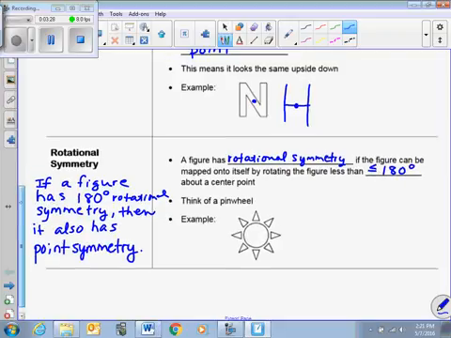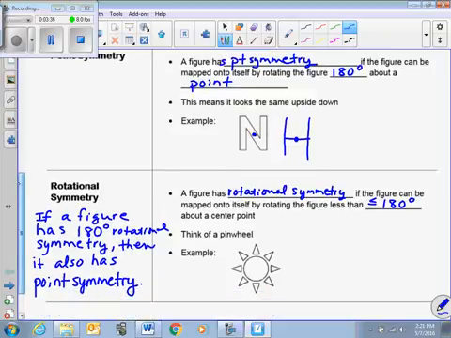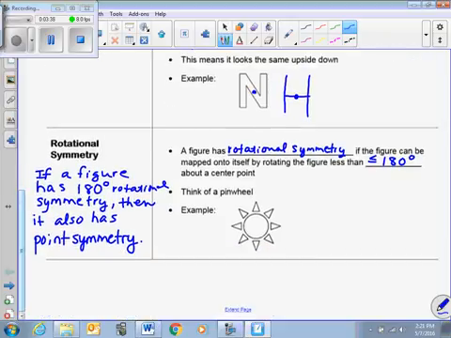So you see what we said about point symmetry. If I can rotate the figure 180 degrees and it maps onto itself, it has point symmetry. Rotational symmetry can be less than or equal to 180. So if I know I got 180 degree rotational symmetry, then I definitely have point symmetry. But let's take a look. We can have other rotational symmetries besides 180 degrees.